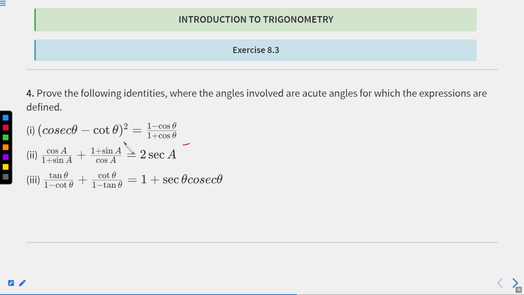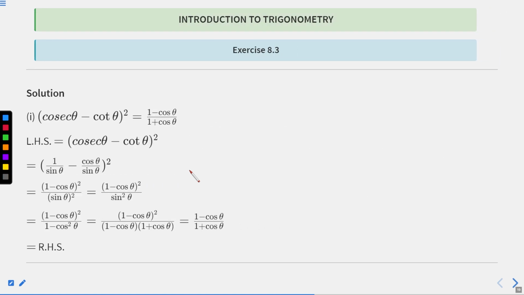And now let us see the second one. In the second one we have to prove that cos A by (1 plus sin A) plus (1 plus sin A) by cos A is equal to 2 times sec A. So let us see the solution.